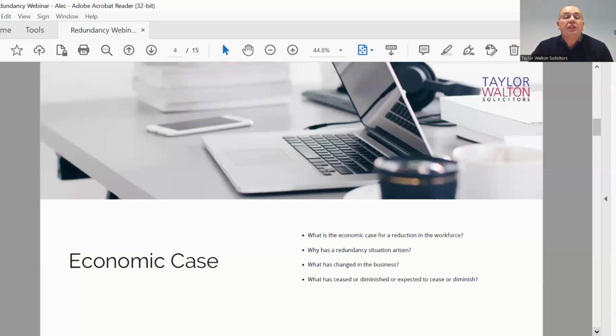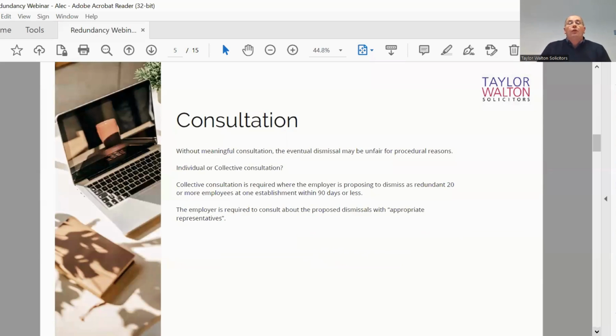Now, that brings us to the next point, which is consultation and the importance of consultation. What the law requires is that the employer consults with the staff affected by the redundancy proposals. And generally speaking, there are two forms of consultation. The first is individual consultation, the name speaks for itself, or there is a requirement for what is known as collective consultation.